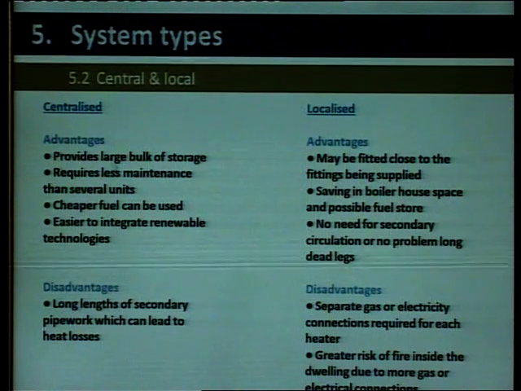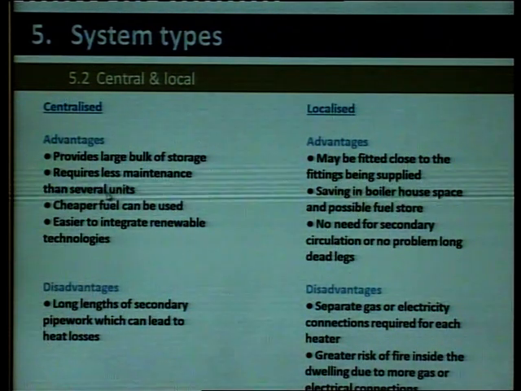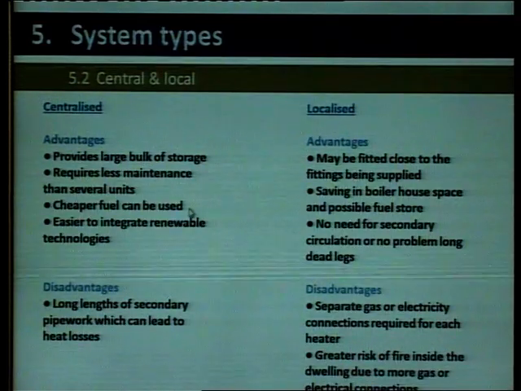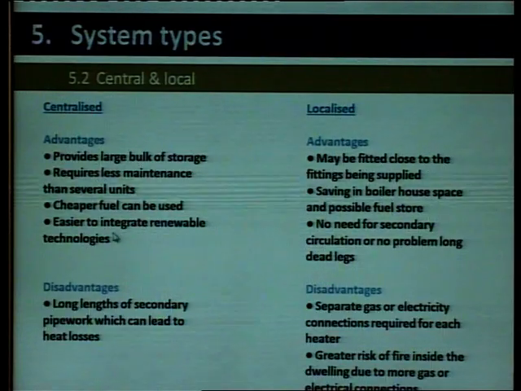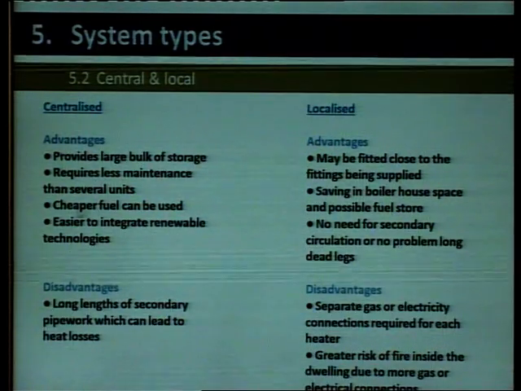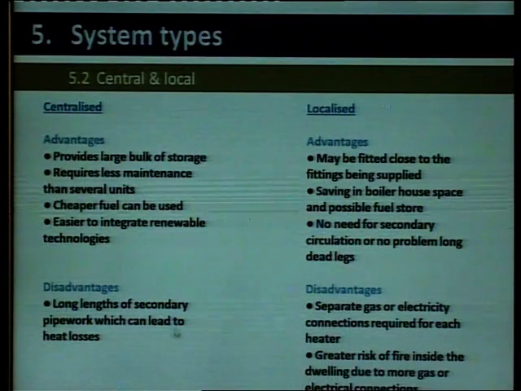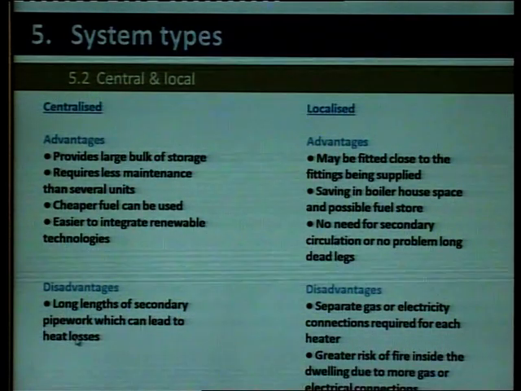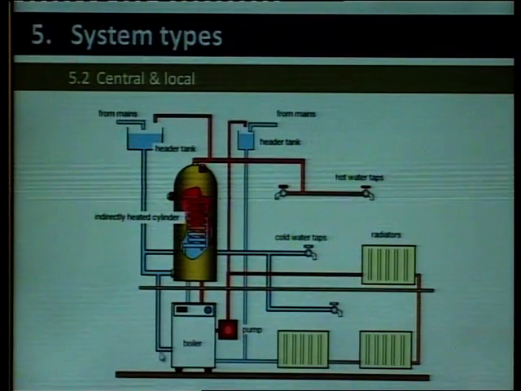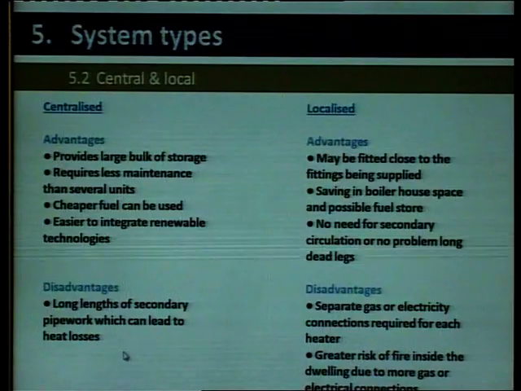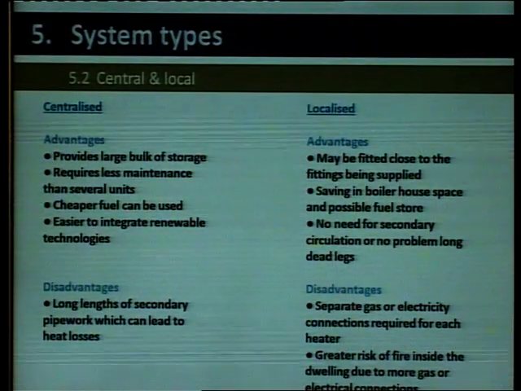Now the centralized, let us see the advantages of the centralized system. Provides a large bulk of storage, requires less maintenance than several units, of course there is one unit only. Cheaper fuel can be used, and it is easier to integrate renewable technologies like solar water heating into the central system. Disadvantage is long length of secondary pipework which can lead to heat losses. That is very much evident, because as you see from this visual, the pipes will go all around the building. So a lot of pipe work will be required and there are going to be losses.